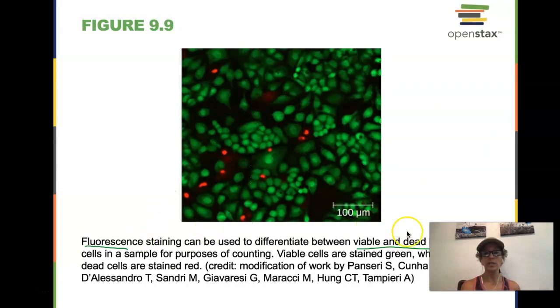Fluorescence staining can tell the difference between viable and dead bacteria. So the viable cells are green and the dead cells are red. In this culture, we have a lot more viable cells than dead cells, and we could, again, use a chamber and count up the number of dead versus live, and that would tell us about how many live cells are present.